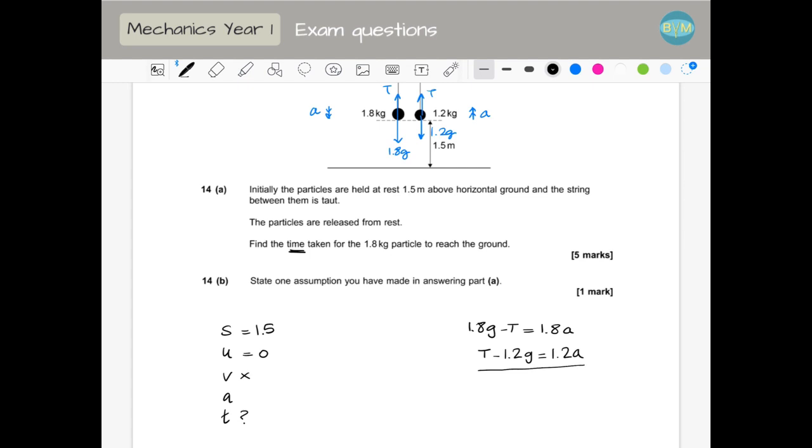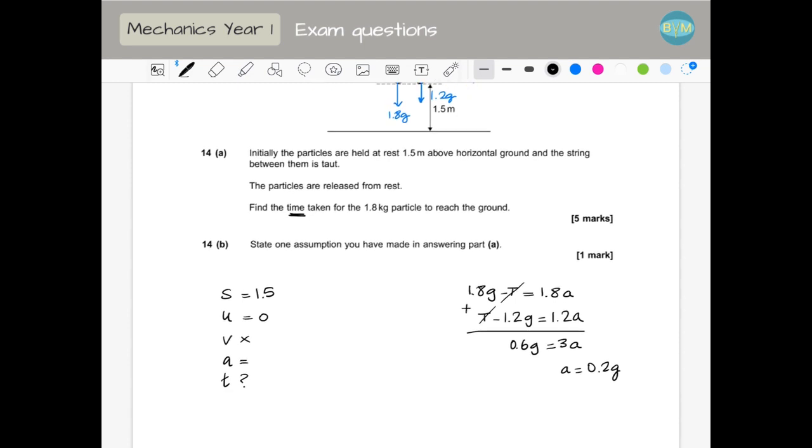Now what I'm going to do is eliminate T because I'm not interested in T. So I'm going to add them, solving simultaneous equations. I have simultaneous equations with a and T, but I just need a, not T. So I can add them and these two cancel. Then I have 1.8g minus 1.2g is 0.6g, and 1.8 plus 1.2 is 3a, which means that the acceleration is 0.2g.